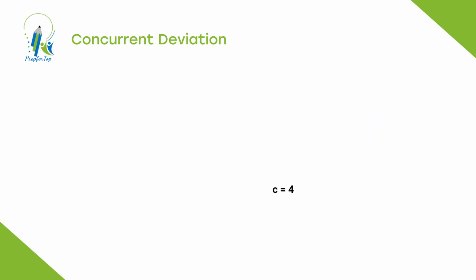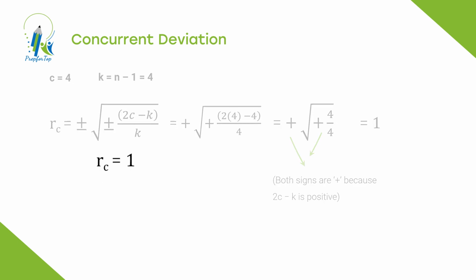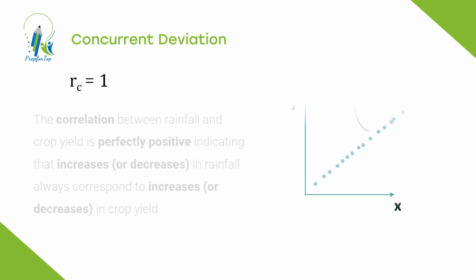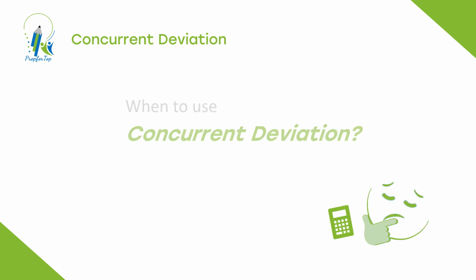Since C equals 4, all changes are concurrent, and K equals 4, the total comparisons, the coefficient of concurrent deviation RC equals 1. The correlation between rainfall and crop yield is perfectly positive, indicating that increases or decreases in rainfall always correspond to increases or decreases in crop yield.